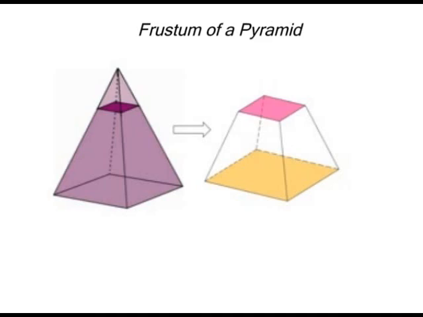Similarly, when a pyramid is chopped off at a given height above the base, we obtain a frustum. Again, the larger pyramid and the smaller pyramid are similar. Also, notice that the sides of the frustum are trapezoidal.